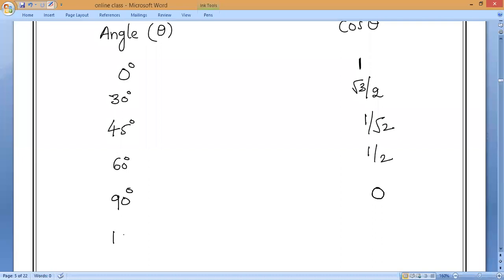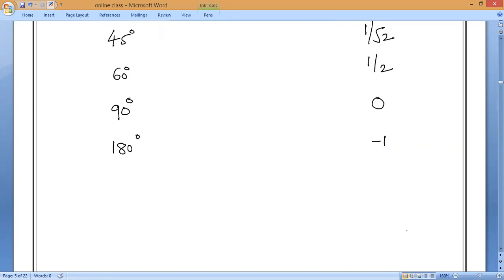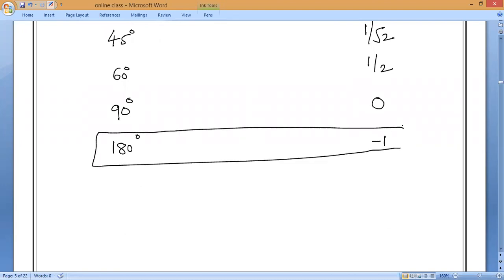Next, you can take cos 180. Cos 180 means minus 1. That is what you have to remember. Sir, what is this case? Can you explain? I will explain. Listen, if I am applying the force in this direction, but the displacement is in this direction, then what is the angle between the surface and the force?